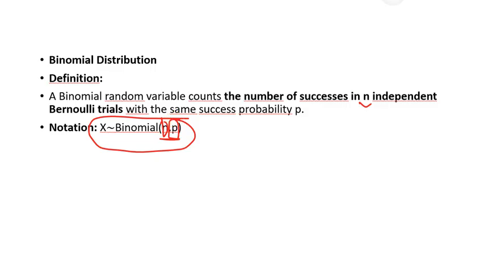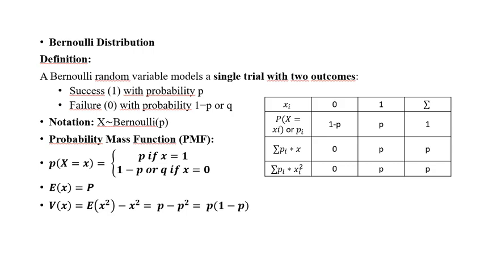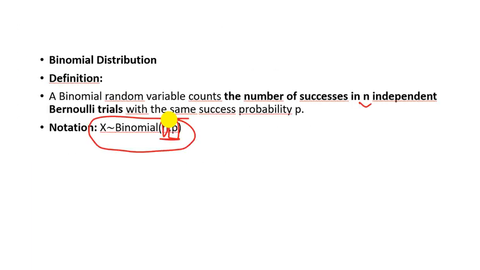For Bernoulli, the notation is here. X is Bernoulli p, it has one parameter because n is 1, there is no repetition. But for the binomial, we write it like this. X is a binomial distribution with two parameters, where n is the number of trials, the number of repetitions, and p here is the probability of success. Now let's see an example.